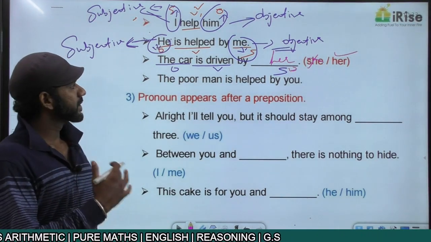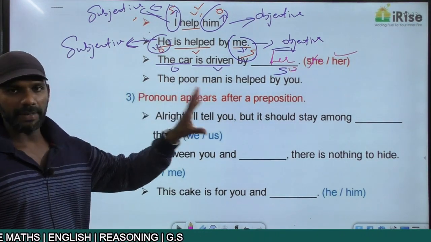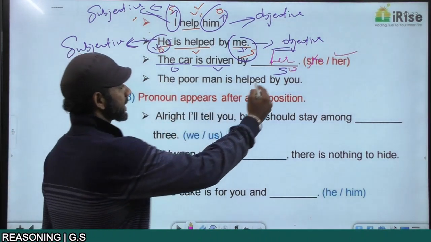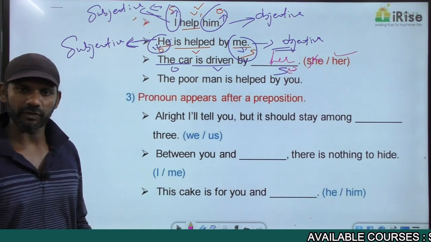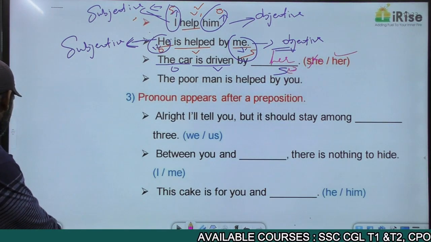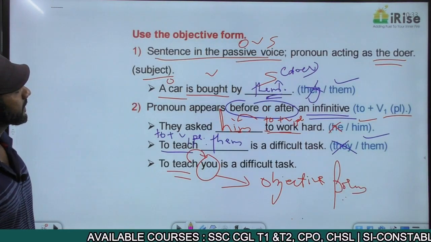So a car is driven by her. The sentence is in the passive voice. The pronoun is acting as the subject here. And in the passive voice, the subject must be in the objective form. Clear? I'll take you back to a sentence that we discussed.